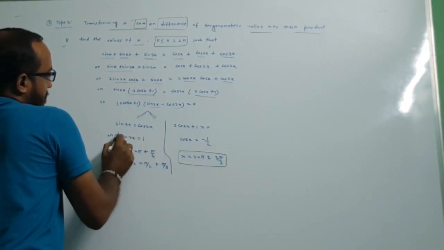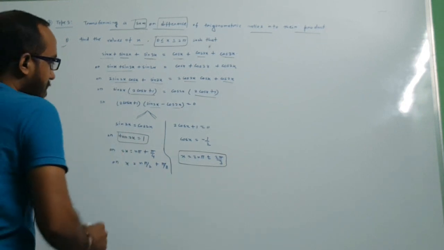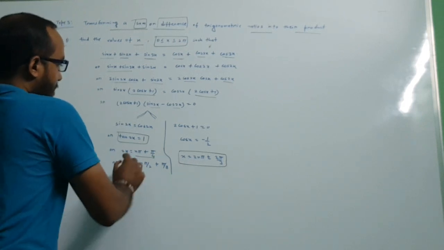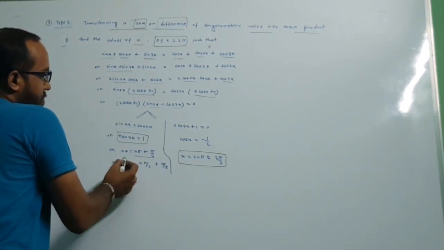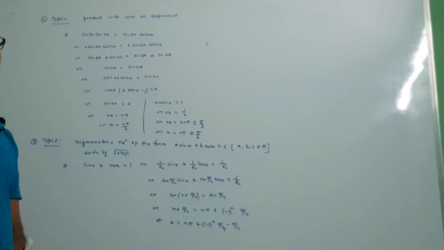Now here tan x equals 1. So we know tan x equals tan alpha, where alpha is pi by 4. So x would be n pi plus alpha, that is n pi plus pi by 4. So divide by 2, and you will get the solution of this type of problem.